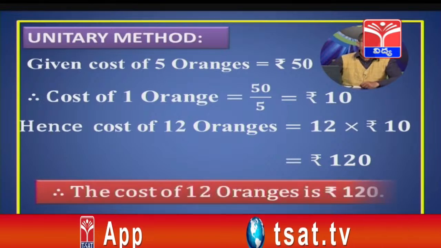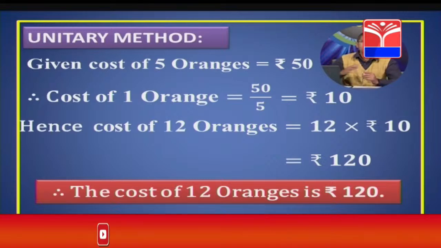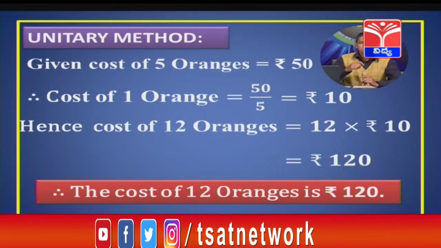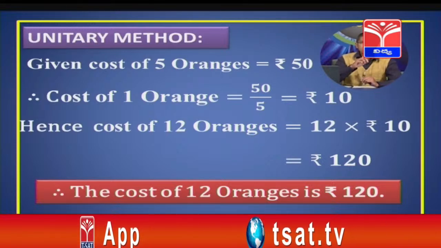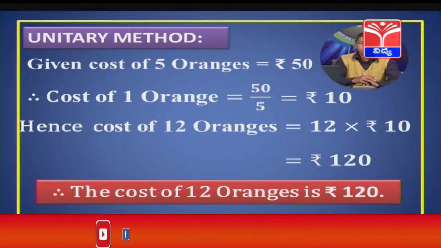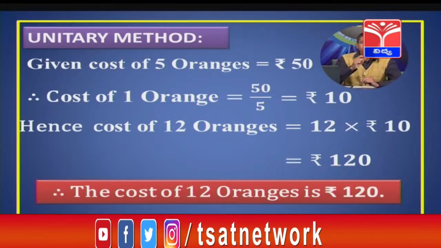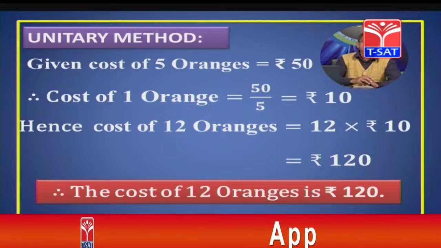So, children, what is the cost of 12 oranges now? 120 rupees. This method of solving the problem, we call it the unitary method. Why do we call it a unitary method? Here, in the unitary method, we find out the cost of a unit item, that is, one single item. Like here the cost of 5 oranges is given, but we are calculating the cost of 1 orange. So, we are calculating the price of a unit item. That is why this is called the unitary method.